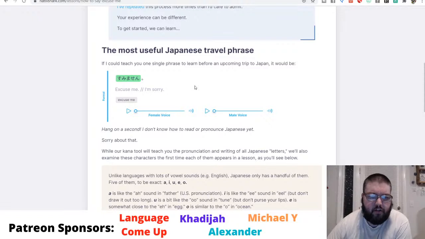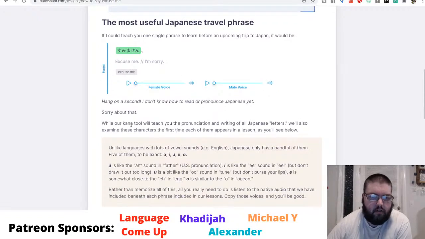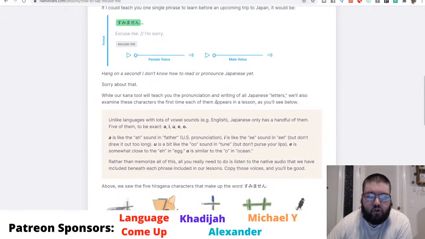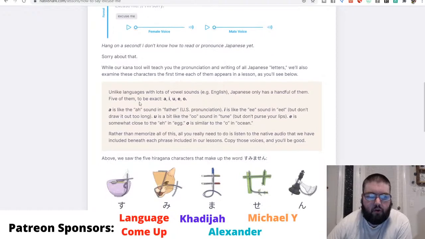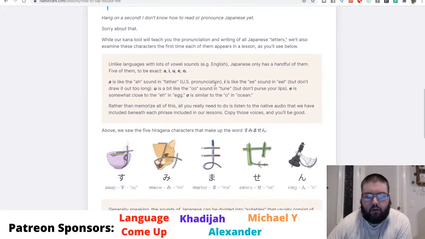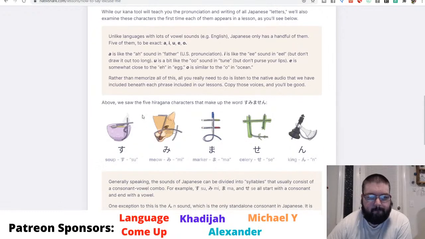I don't know how to read or pronounce Japanese yet. Sorry about that. While our Kana tool will teach you the pronunciation and writing system of the Japanese letters, we'll also examine these characters the first time each of them appears in a lesson, as you'll see below. Unlike languages with a lot of vowel sounds, like English, Japanese only has a handful of them, five of them to be exact. Okay, yeah, that's the pronunciation. Rather than memorize all of this, all you need to do is listen to the native audio that we have included beneath each phrase in our lesson, copy those voices, and you'll be good.